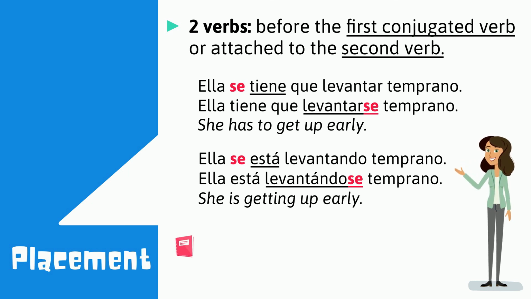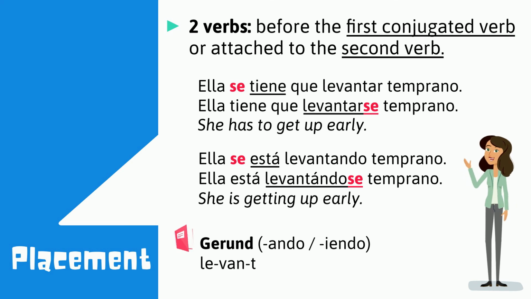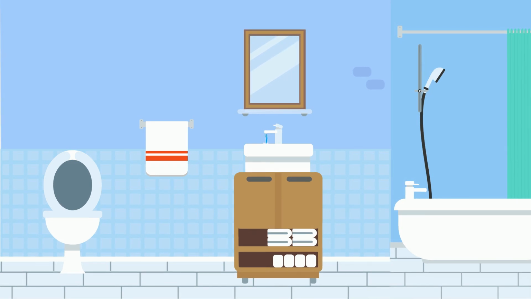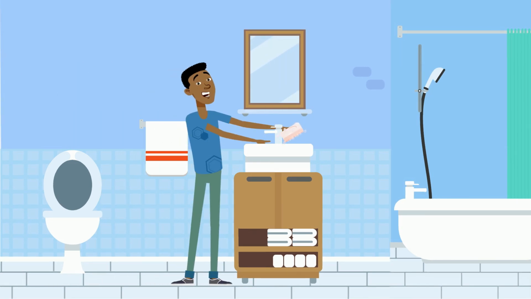Note, when attaching the pronoun to the end of the gerund, ando, yendo ending, a written accent is required and is usually placed on the third to the last syllable, levantándose.